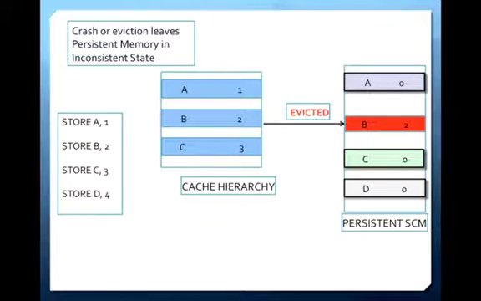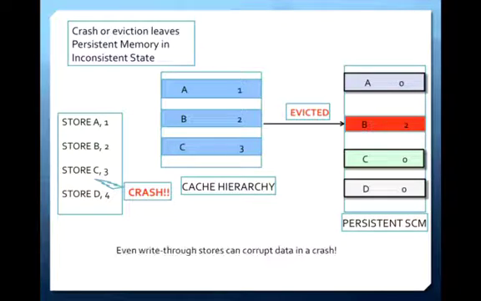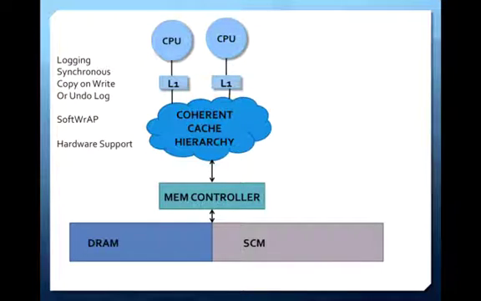Likewise, if we were to write all the variables in order and flush them through the cache hierarchy, we still could have a crash before the last write. So even though the stores can complete, they can be corrupted in the middle. And it could leave memory in an inconsistent state. So what are some solutions to this problem?